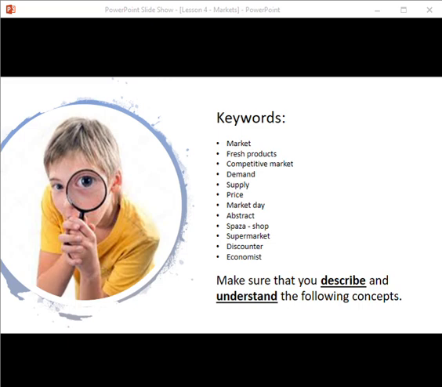Fresh products, that you all know, that is something that you buy. It's fresh milk, fresh fruit or vegetables, fresh fish. It's something that has just been extracted from, for example, a natural resource. Competitive market, now that means there's more than one competitor. In this market, let's say you're selling cupcakes. That means there's another cupcake seller or someone that sells something similar.